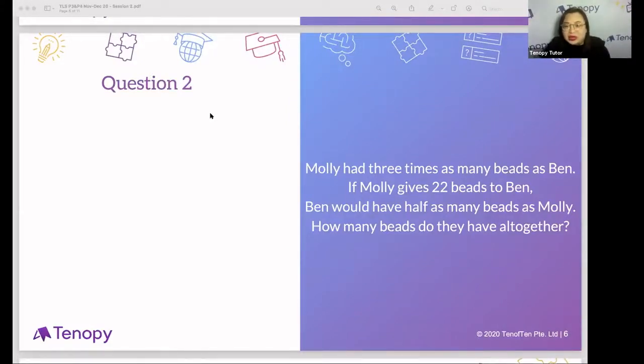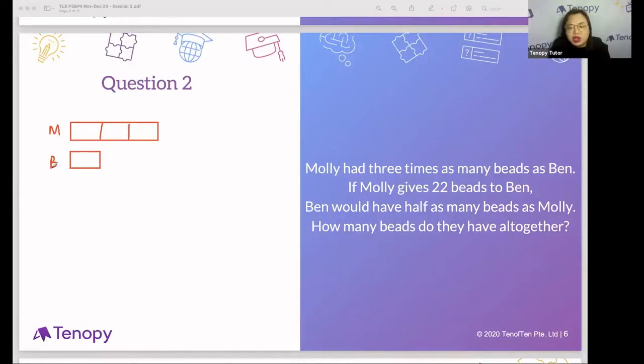Okay. Now, let's see. I'm going to draw the model. So I'm going to start with this part about drawing Molly into 3 units and Ben as 1. So Molly, I have it as 3 units. Ben has 1. Then we talk about Molly giving 22 bits to Ben. And they talk about Ben would have half as many as Molly. Now, what would you suggest me to do right now?